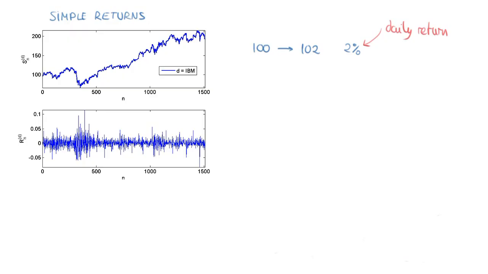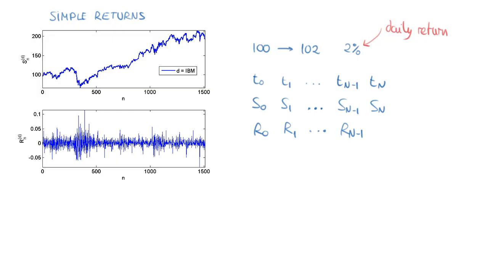Let's see how these simple returns are defined from the time series of asset prices. So assume that we have the asset prices at times t0, t1, ..., tn-1, tn. The prices are S0, S1, ..., Sn-1, Sn. The returns will be R0, R1, ..., up to Rn-1. We can only calculate up to n-1 from the time series up to n.